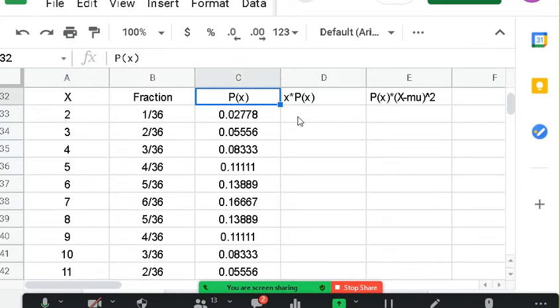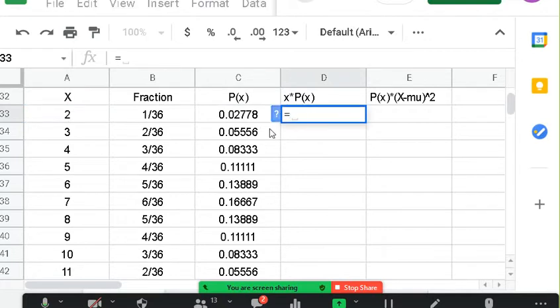So what do we start out all our Google Sheets commands with? What do they always start with? Equals. So we're going to do equals and then click this one, the 2 in row 33, column A. And then you need to hit the times, which is shift 8. And then this one. So that's your x times p of x.